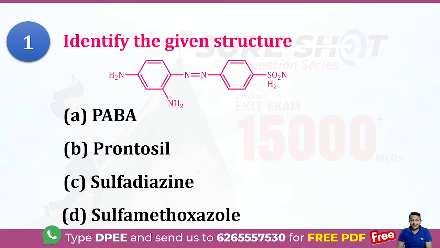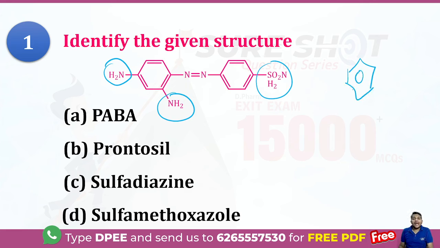So, dear student, first question for you, you have to identify the given structure. This structure has two benzene rings, two amino groups, and one sulfonamide group, with two nitrogens joined. The option is PABA, that is para-amino benzoic acid. It has a benzene ring with an amino group at the para position, and an acidic group. This type of structure is PABA.